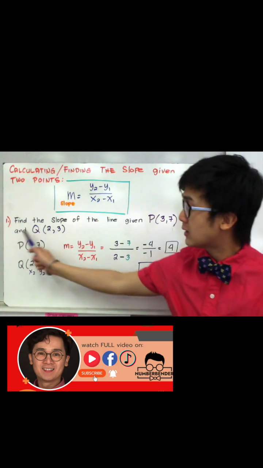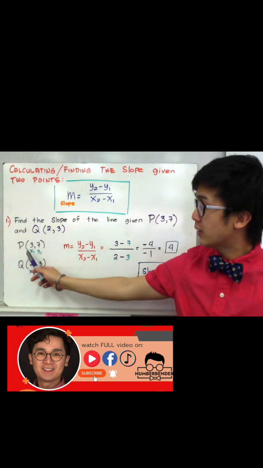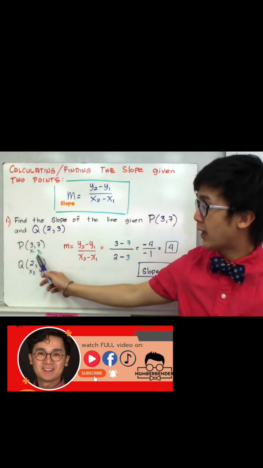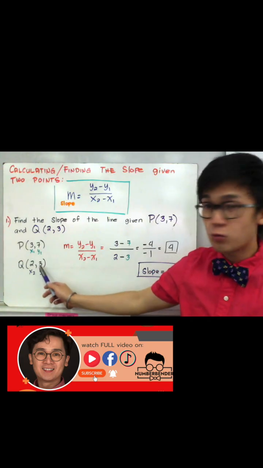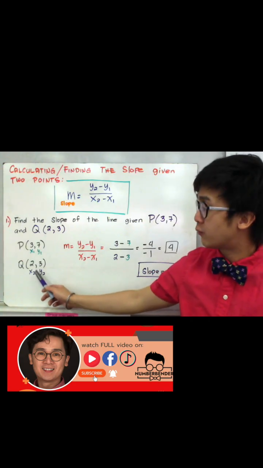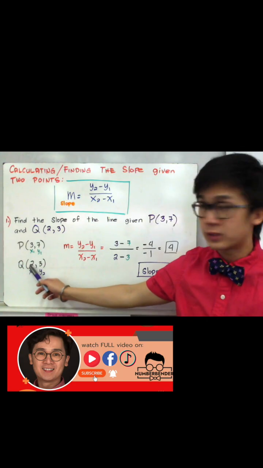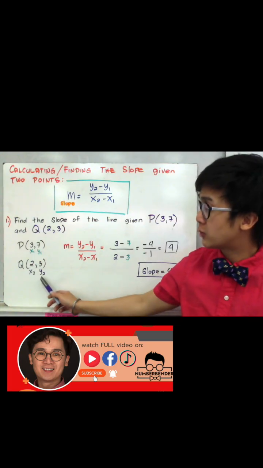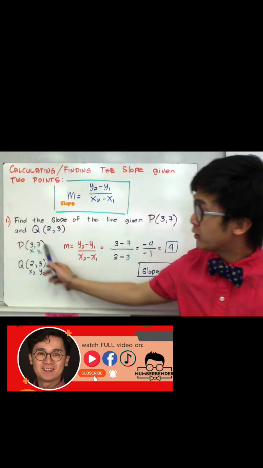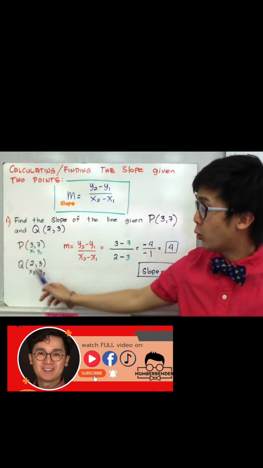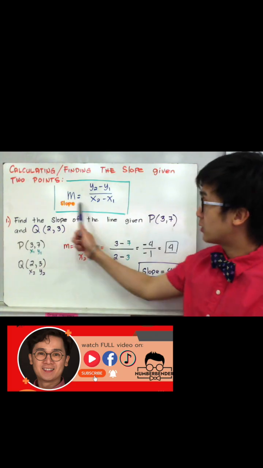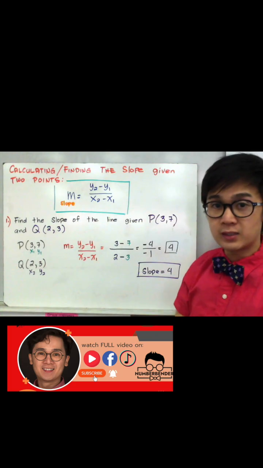So since this is our first set of points, we'll have x sub 1 for 3 and y sub 1 for 7. And for Q, which is 2 and 3, our second set, x will be x sub 2, which is equal to 2, and y sub 2 equal to 3. So after you have labeled your points using its ordered pair, we'll be able to use the formula in finding the slope of this line.